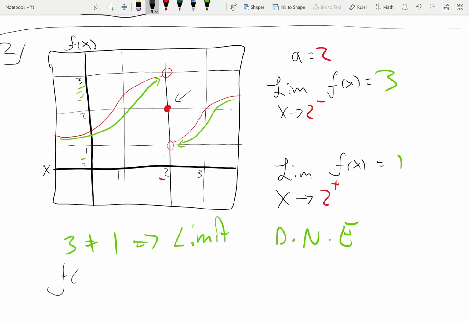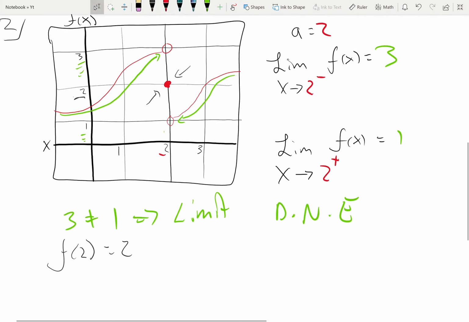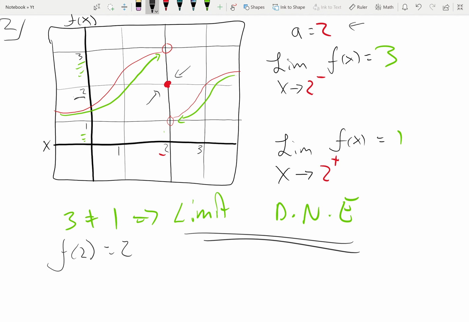But I kind of wanted to take it a step further and identify this point here. Now, f of 2 actually does exist. It equals 2, right over here. So the function exists, but the limit does not exist, which goes back to what I said at the beginning, meaning that it is discontinuous at a when a is equal to 2.